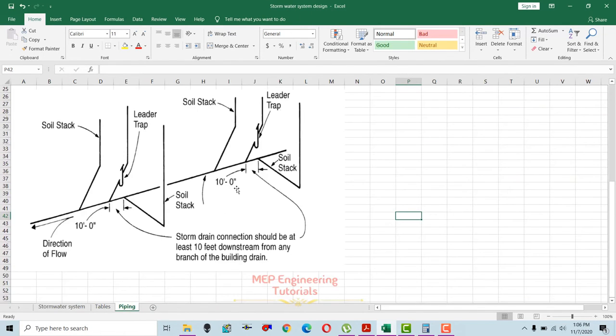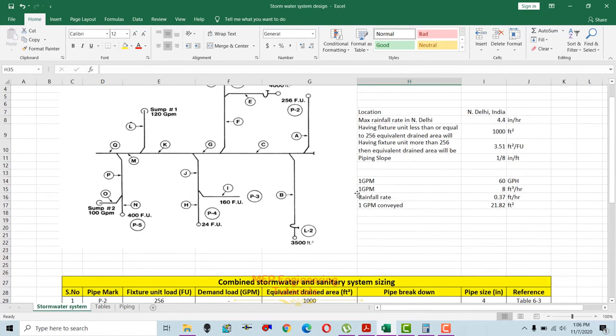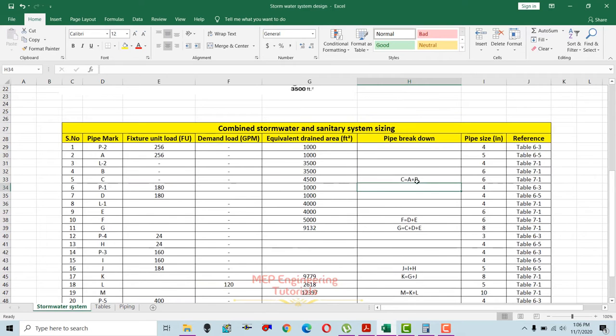You can see that the stormwater connection should be at least 10 feet downstream from any branch of the building drain. As per the code, you have to maintain a minimum of 10 feet distance between the soil stack and the stormwater pipe. So now proceed towards the sizing of the system.